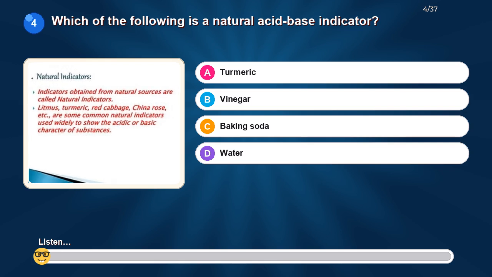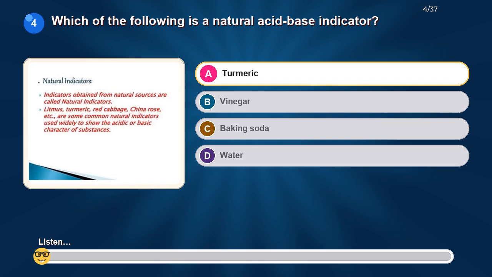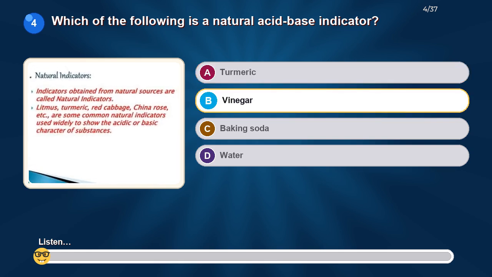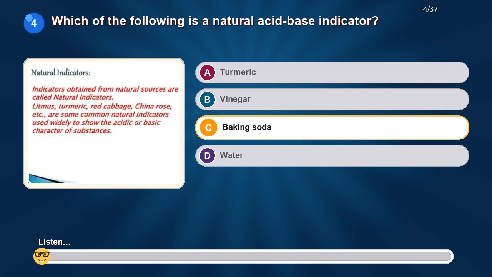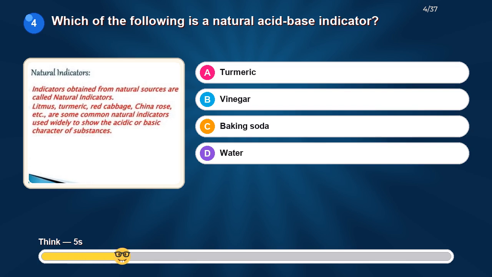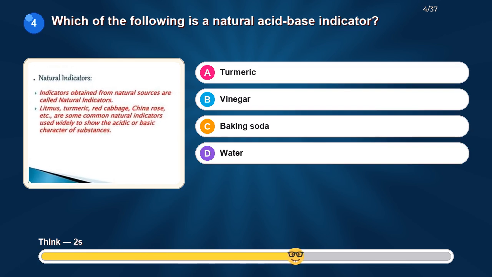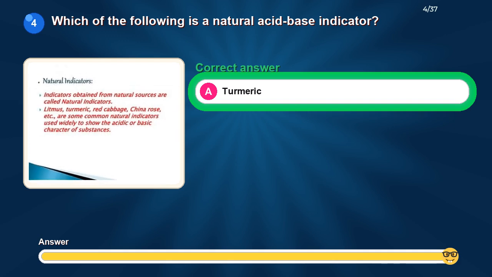Which of the following is a natural acid-base indicator? Option A, turmeric. Option B, vinegar. Option C, baking soda. Option D, water. The correct answer is turmeric.